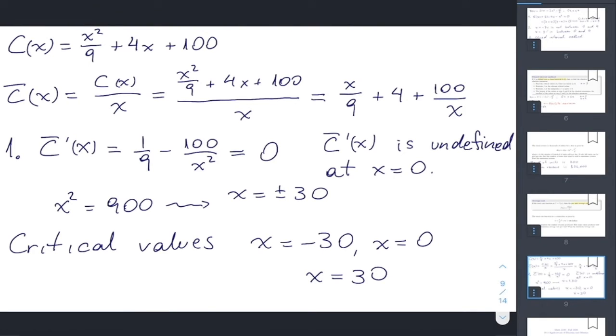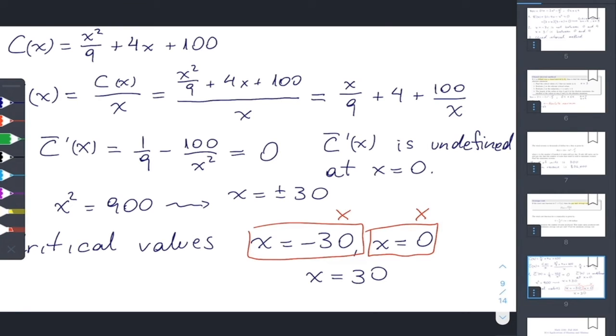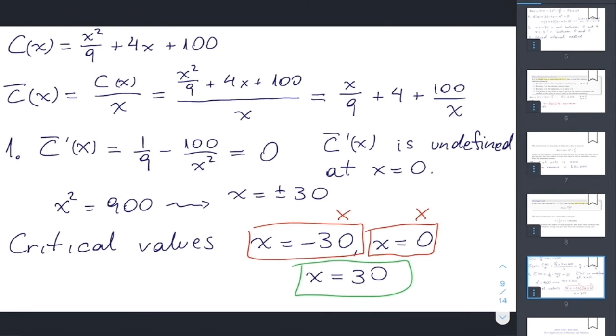So notice that x represents the number of units you need to sell. So x equals negative 30 makes no sense in this problem. The same happens with x equals 0. We're trying to see how many units we need to sell, and of course when we sell no units, we have no cost, and the average cost is in fact undefined. So the only one that is relevant to our problem is x equals 30.